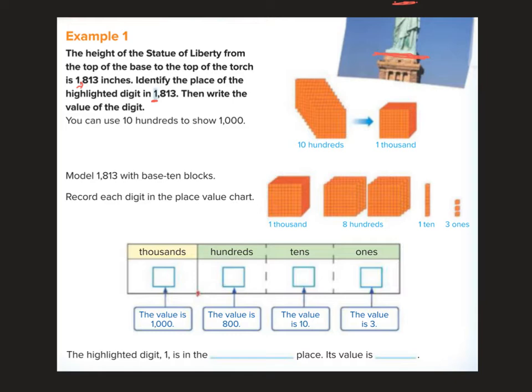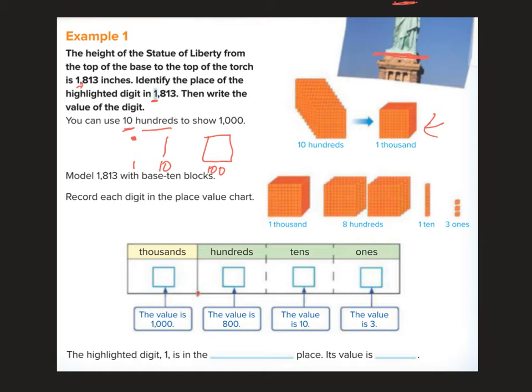So here it shows we can use base 10 blocks, which is really hard to do on a video, but we're just going to do our best. So each one of these flat squares is worth 100. Each stick is worth 10. And then each little block is worth 1. Okay, and when we stack 10 hundreds together in a 3D shape, we get 1,000. So it looks more like a cube.